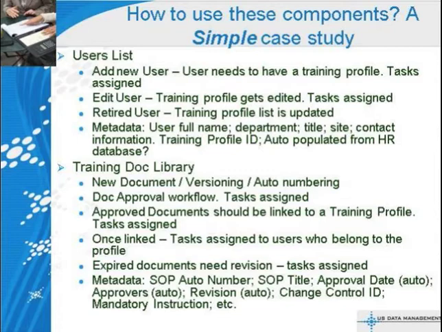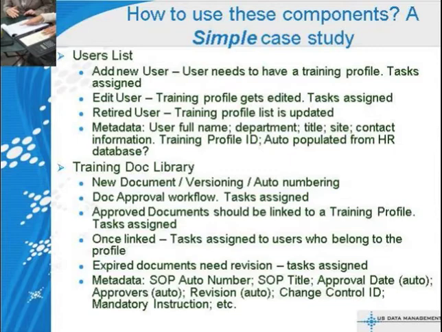So the next thing that you might need is a training document library, right, where SOPs and training manuals and all of that information is stored. Obviously, version control and auto-numbering can be a feature, right? And when you add a new document, you actually approve that document through a workflow.